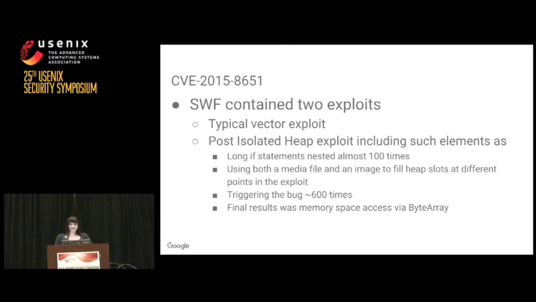Long if statements nested almost 100 times, using both a media file and an image file to fill heap slots at different points in the exploit, triggering the bug almost 600 times, and then eventually they were able to correct the checksums of the byte array and get read-write access to all of memory space. So there's kind of 2 things you can learn from this. On one hand, the mitigations didn't really prevent exploitation, but on the other hand, they had to really, really want to do this. This was so much more difficult than the original exploit.